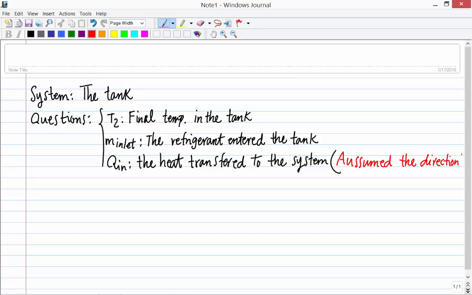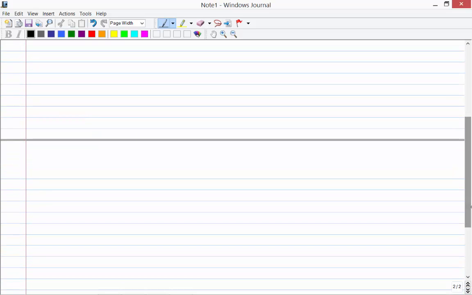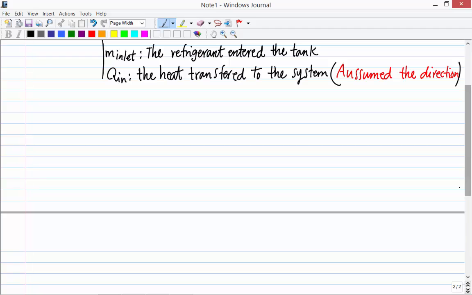I assumed that heat is going into the system. Let's see, what would I get? What sign am I gonna get?